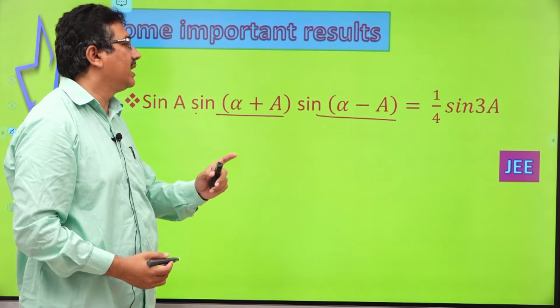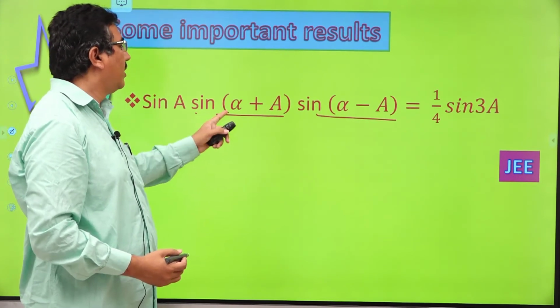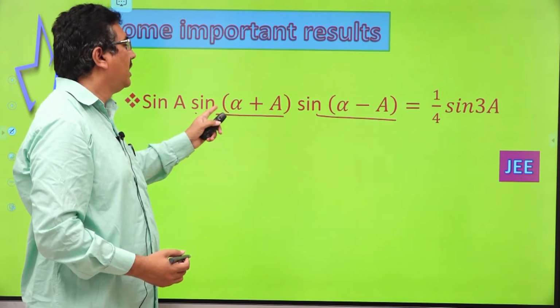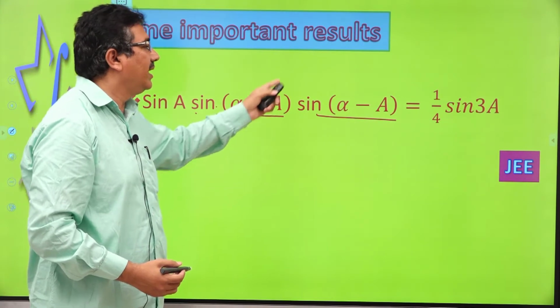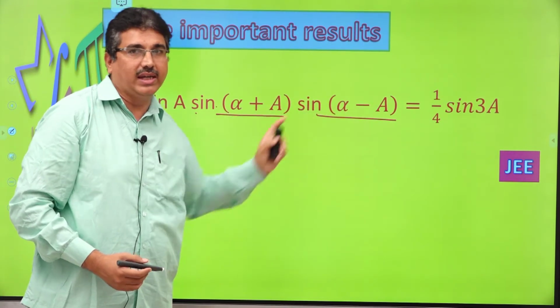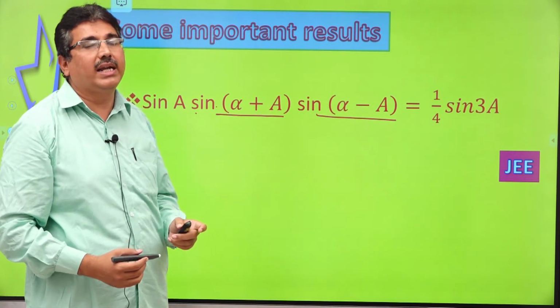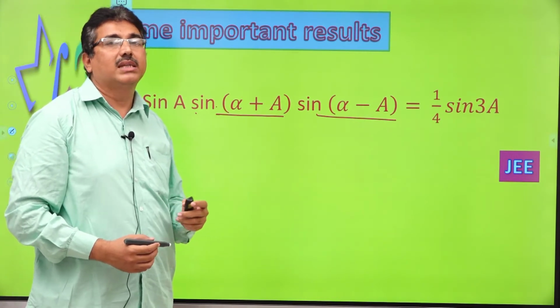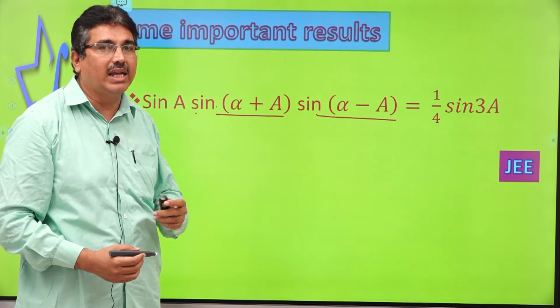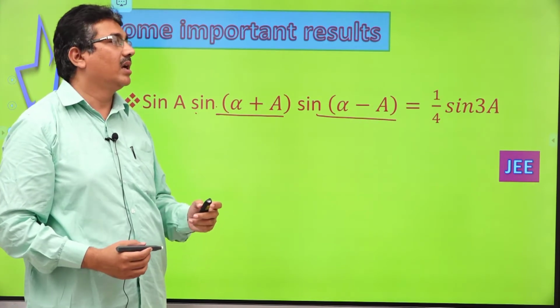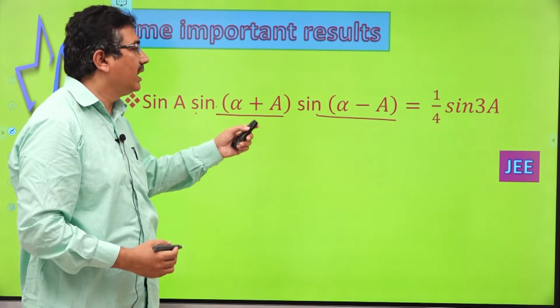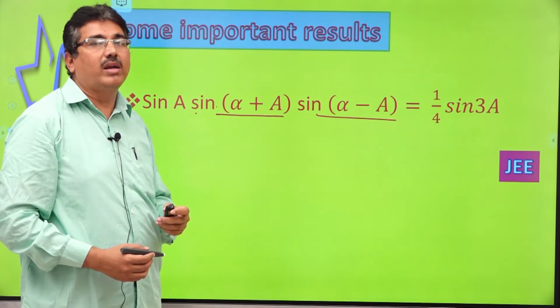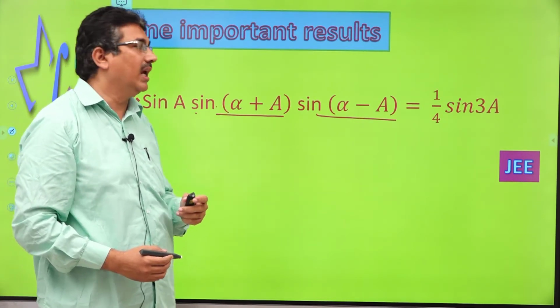Consider the left hand side. Now, this is of the form sin A plus B into sin A minus B, that is equal to sin square A minus sin square B. Right? Now, simplifying this, we get 1 by 4 sin 3A.